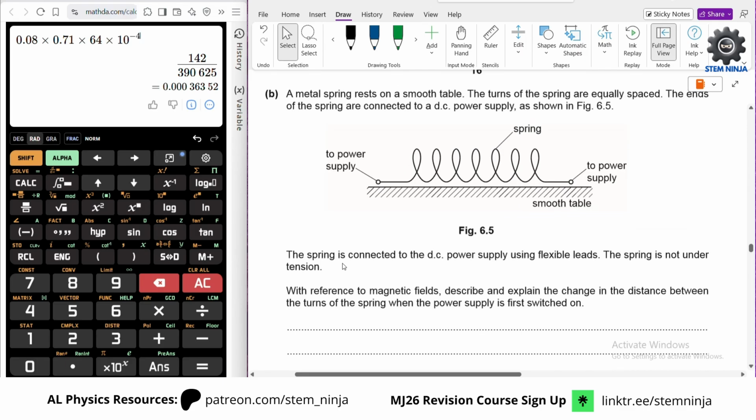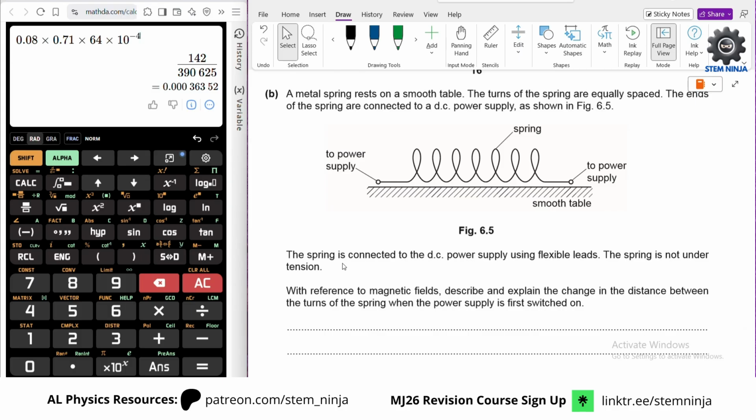Okay, a metal spring rests on a smooth table. The turns of the spring are equally spaced. The ends of the spring are now connected to a DC power supply as shown. The spring is connected to the DC power supply using flexible leads. The spring is not under tension. With reference to magnetic fields, describe and explain the change in distance between the turns of the spring when the power supply is first switched on.